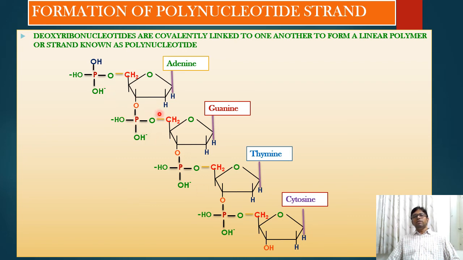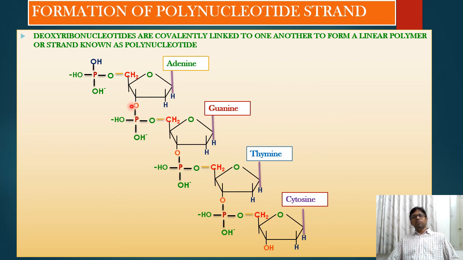And these nucleotides are covalently linked to one another and form a linear chain-like structure. This is what we call a polynucleotide chain or strand. Like I said earlier, in a phosphate group, 3 OH groups are found, of which 2 OH groups are involved in the formation of the phosphodiester bond. So here you can see this is the ester bond, this is another ester bond.